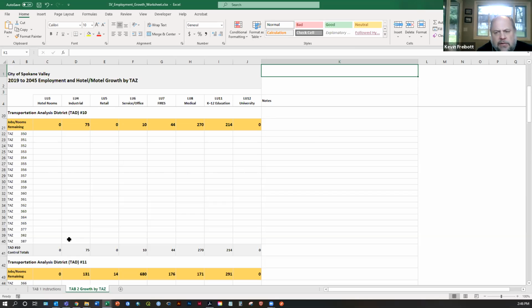Is that by land area, the proportion of land area? No, we didn't use land area. We used existing employment by employment category. Much better. Land area could get tricky at times when you have a really sparsely populated TAZ that has a little piece in a city. So we did not do that.